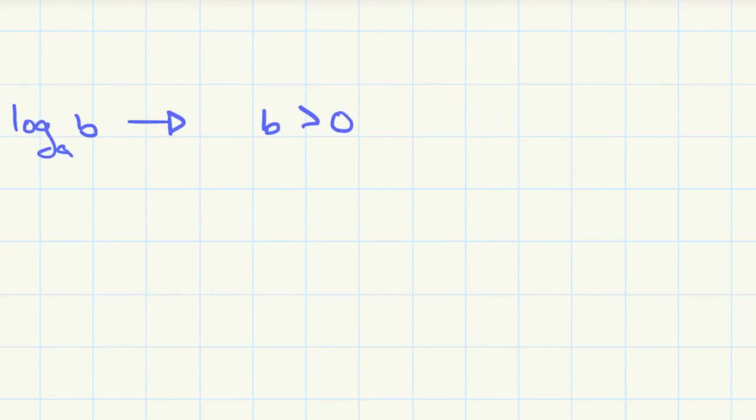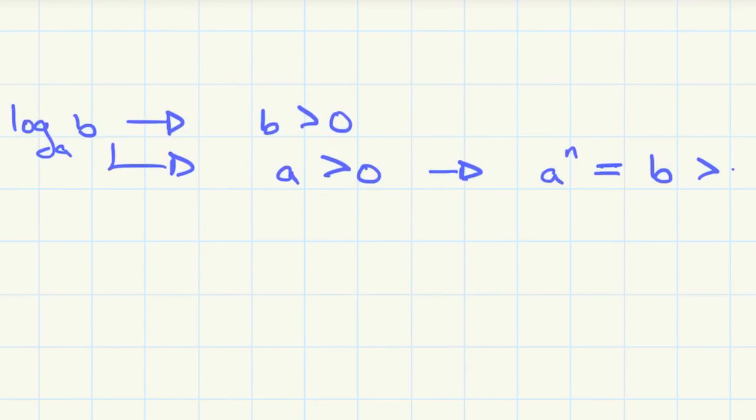So log base a of b, there are also restrictions on b. The restriction on b is that it has to be greater than 0. Well, think about it. If a is greater than 0, and you're raising a to any power, so say a to the power of n is what b is going to be, well, because a is positive, when you raise it to any power, it has to stay positive. So that means b has to be positive. So because we put the restriction on the base that a has to be greater than 0, then b also has to be greater than 0. And these are the restrictions on logs.